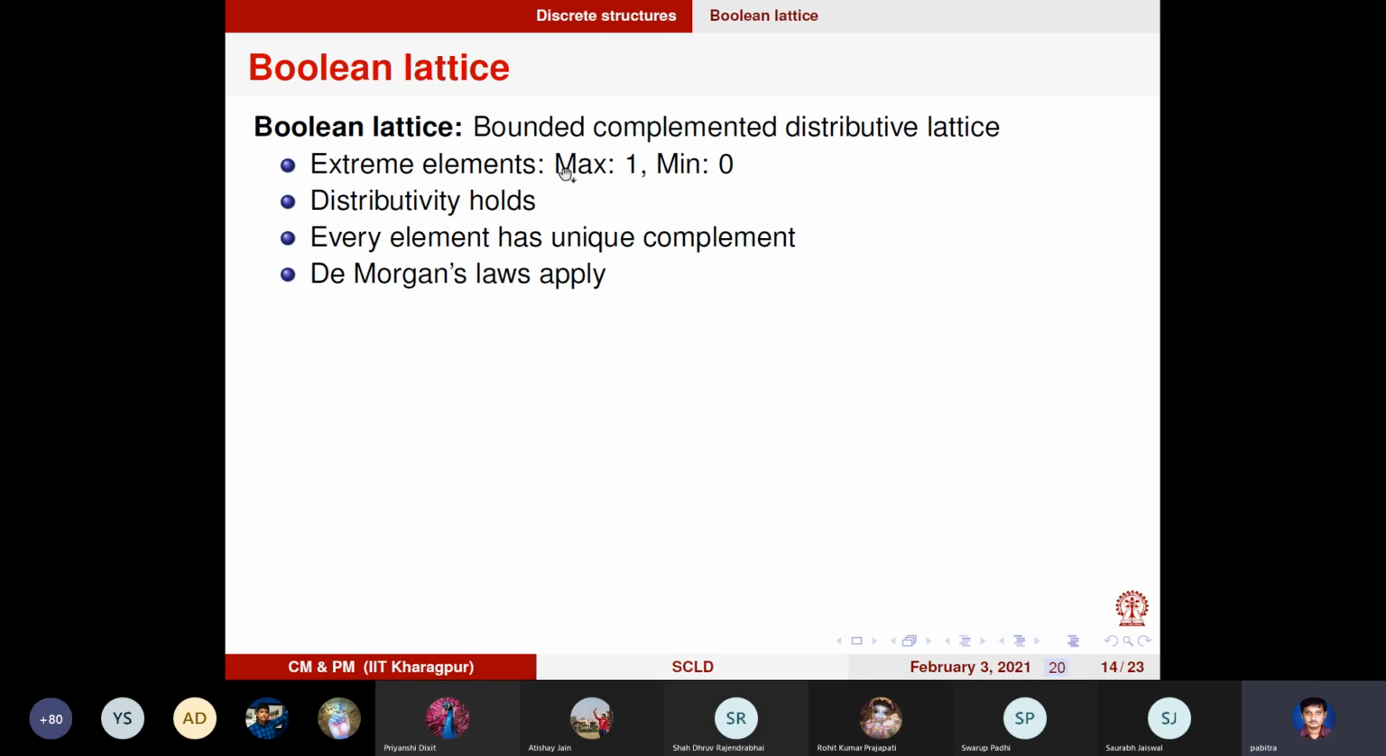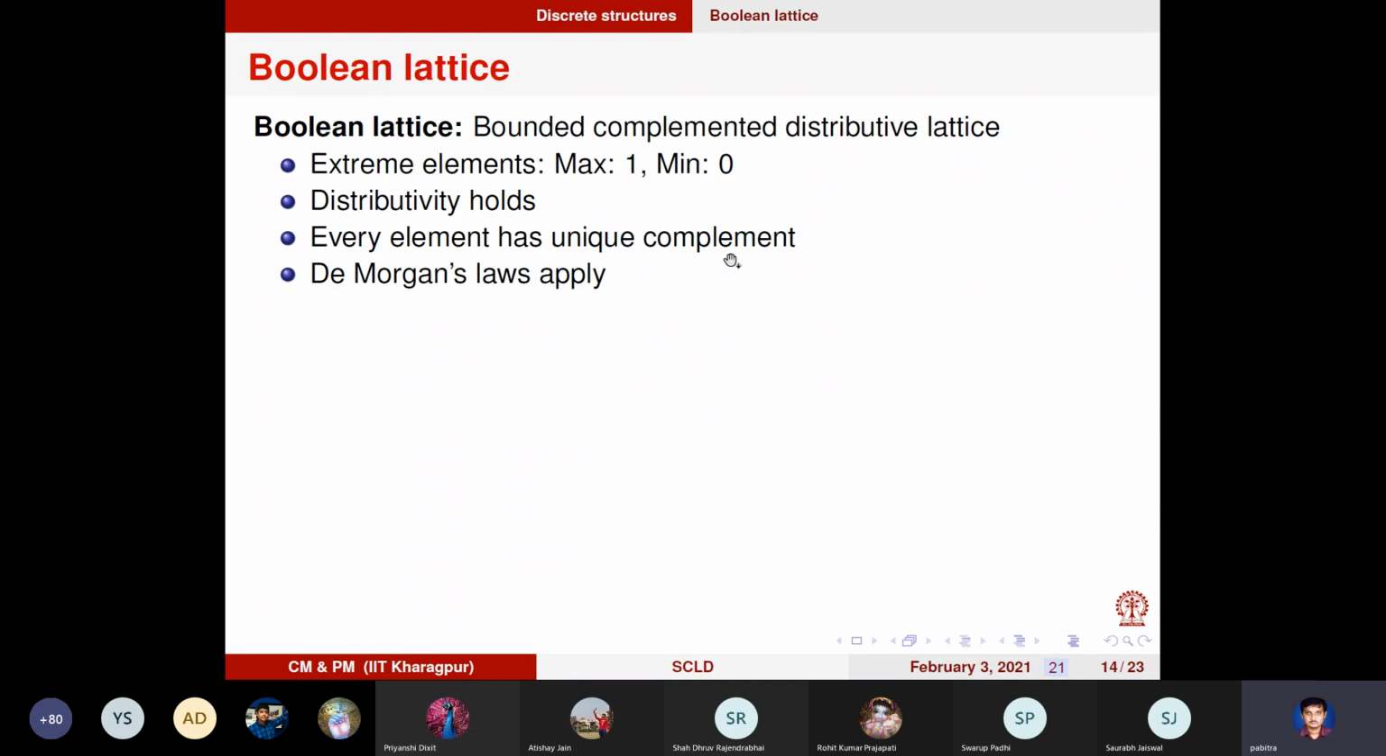So it's bounded. There is a max which is 1 and a min which we call 0. The distributivity holds, which implies that, so the first two, in fact, complemented should have been added. Every element has a complement. The first two imply the next two. So if the first two hold, we have already proved that it will, as a corollary, have a unique complement.